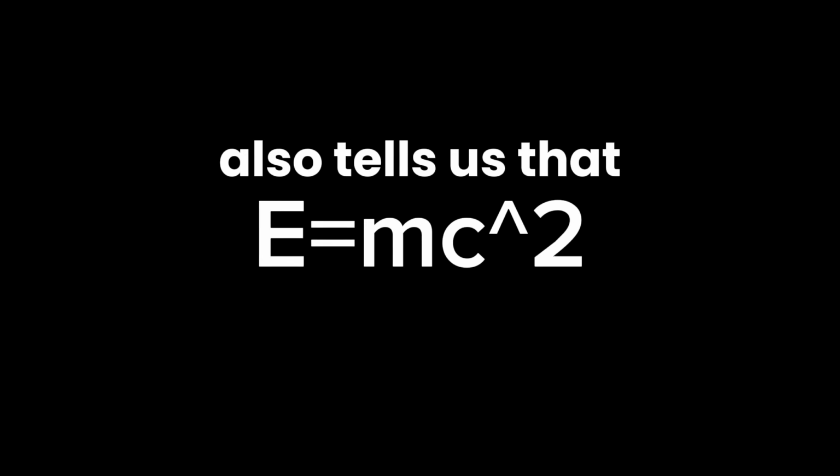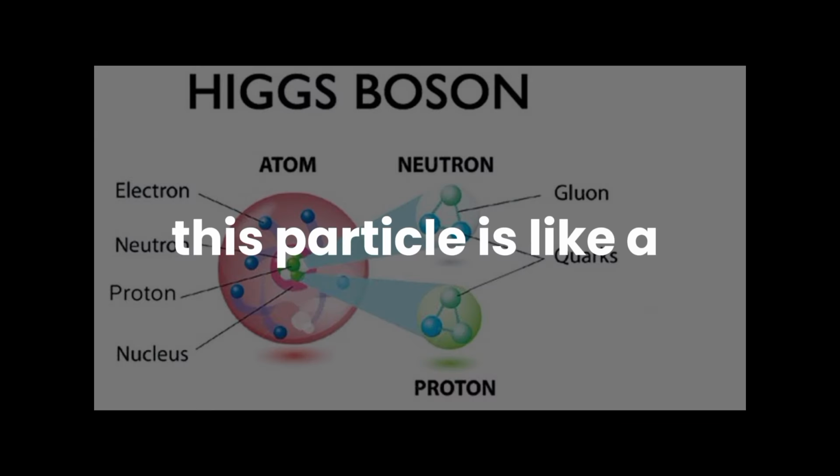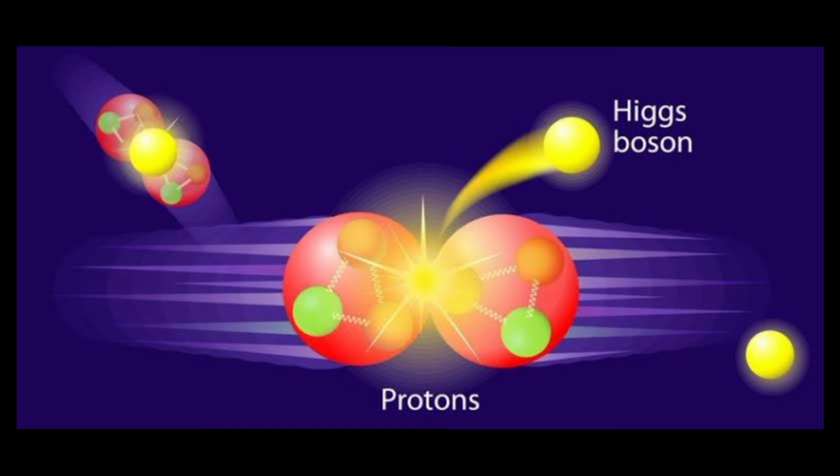To understand particle decay, we use equations. And the equation is this. Again, this equation also tells us that energy and mass are interchangeable. So, when a particle decays, its mass is converted into energy. Finally, we have the Higgs boson. This particle is like a VIP guest. It gives other particles their mass, which is kind of a big deal. Without the Higgs boson, particles would be massless, and the universe would be a very different place.